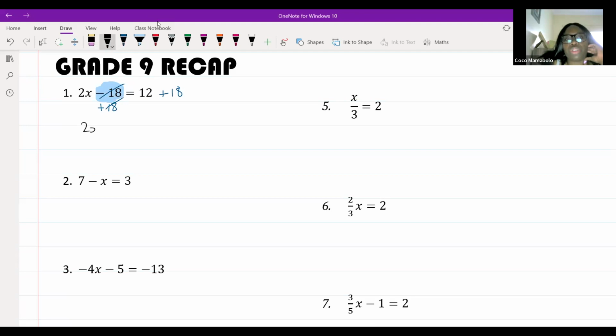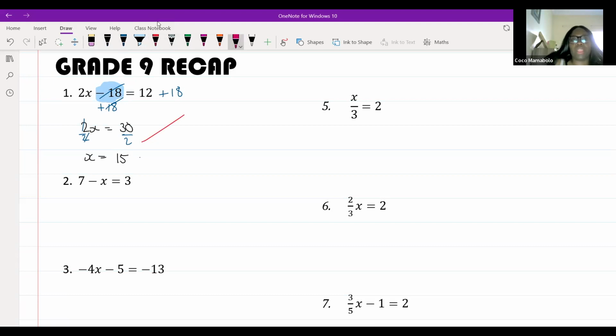And I will have 2x is equal to 12 plus 18 is 30. And then I'm going to divide both sides by 2. And that will give me x is equal to 30 divided by 2, which is 15. All right, 1 mark there. Okay, let's go to the next one.